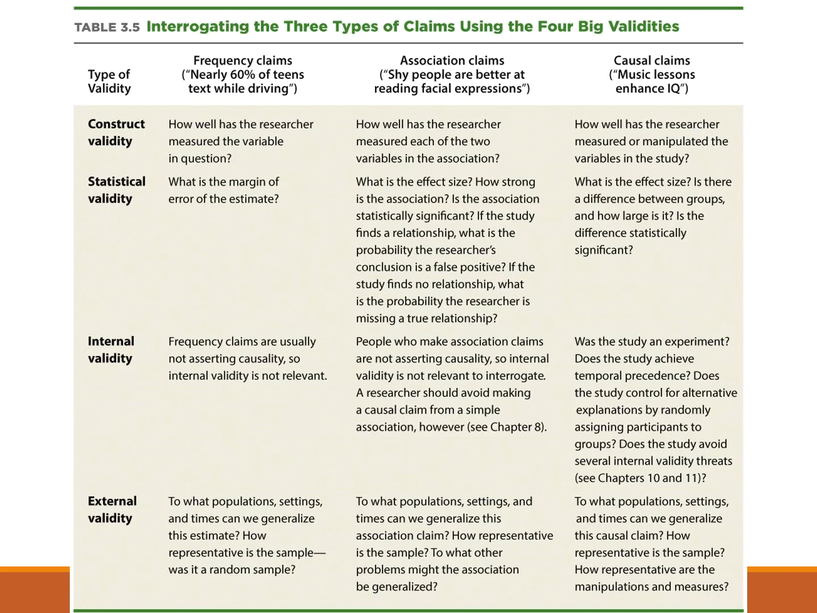So just kind of putting it all into one big chart, we're integrating the three types of claims using the four big validities. So again, our four validities are construct validity, statistical validity, internal validity, and external validity. If our claims are frequency claims, in other words, nearly 60% of teens text while driving, the construct validity is going to be how well does the researcher measure the variable in question. Statistical validity, what is the margin of error in the estimate, and have you made an argument that it is 60%? Internal validity, frequency claims are usually not asserted causally, so the internal validity is not as relevant. And external validity, to what populations, settings and times can we generalize this estimate? How representative is the sample?